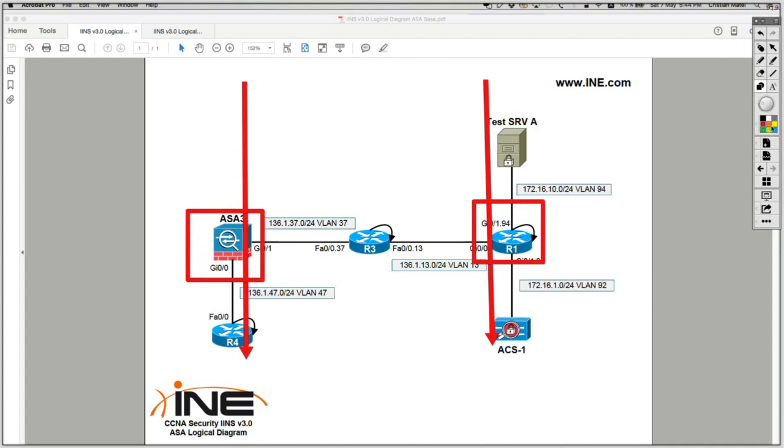So initially what happens, the IKE tunnel is being built. That's going to be phase 1. We have the IKE tunnel being built.